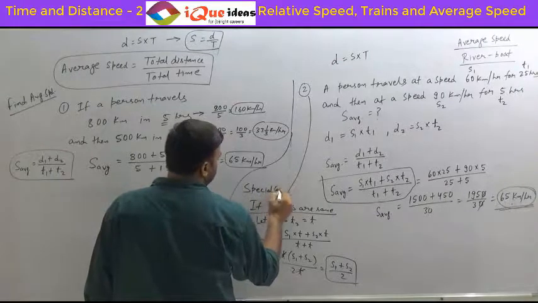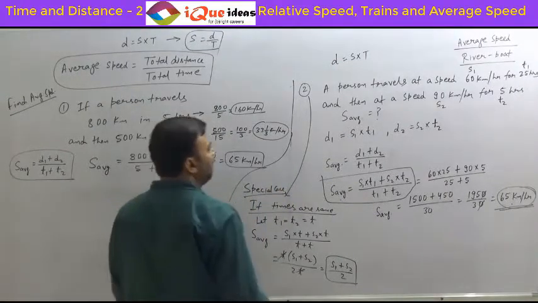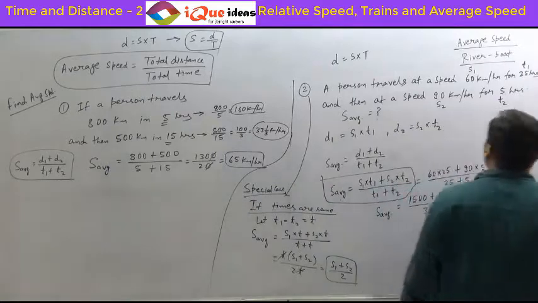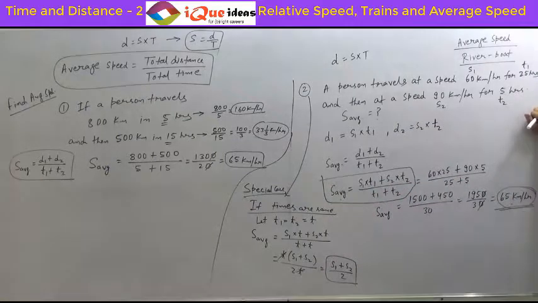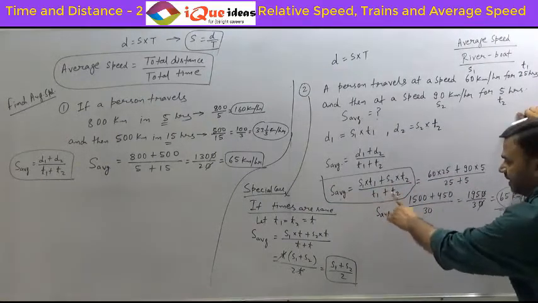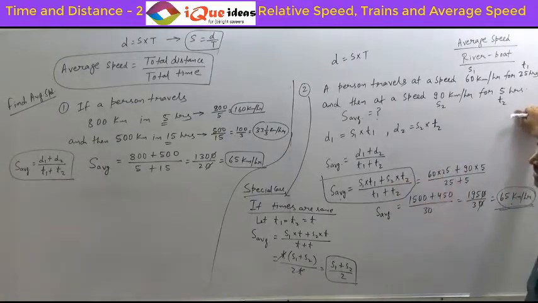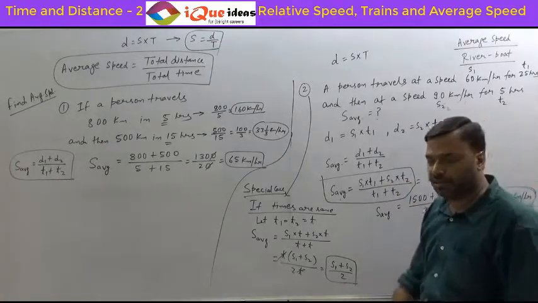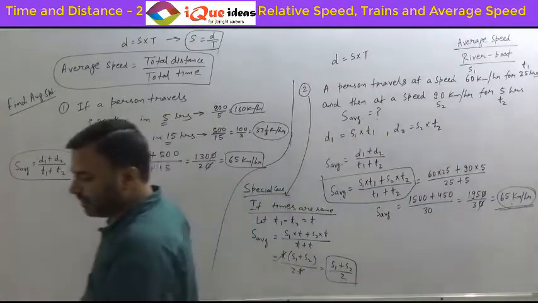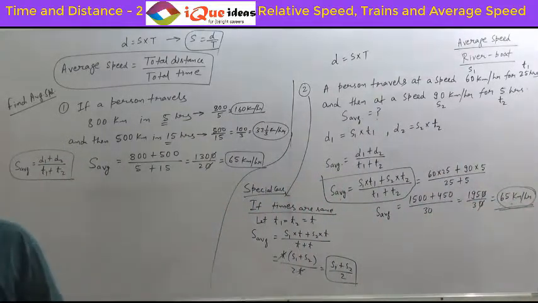Special case. If the distances are travelled in different parts, the speeds are given in different parts and the times are different, then we apply this expression to find the average speed. And if the times are same, then we take simple average of the speed. This is the only case where the average speed is equal to average of the speeds, when the times are same.